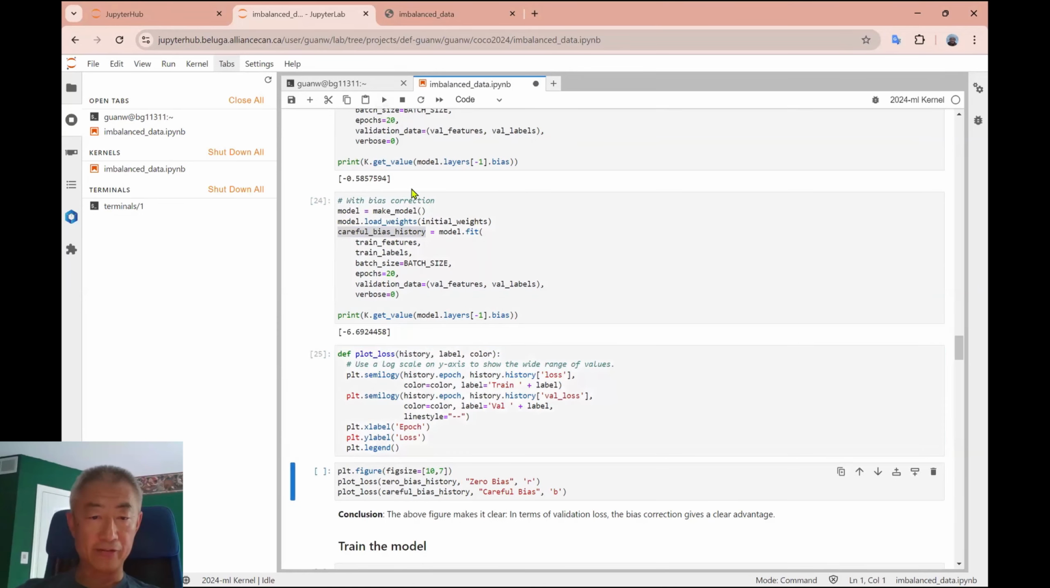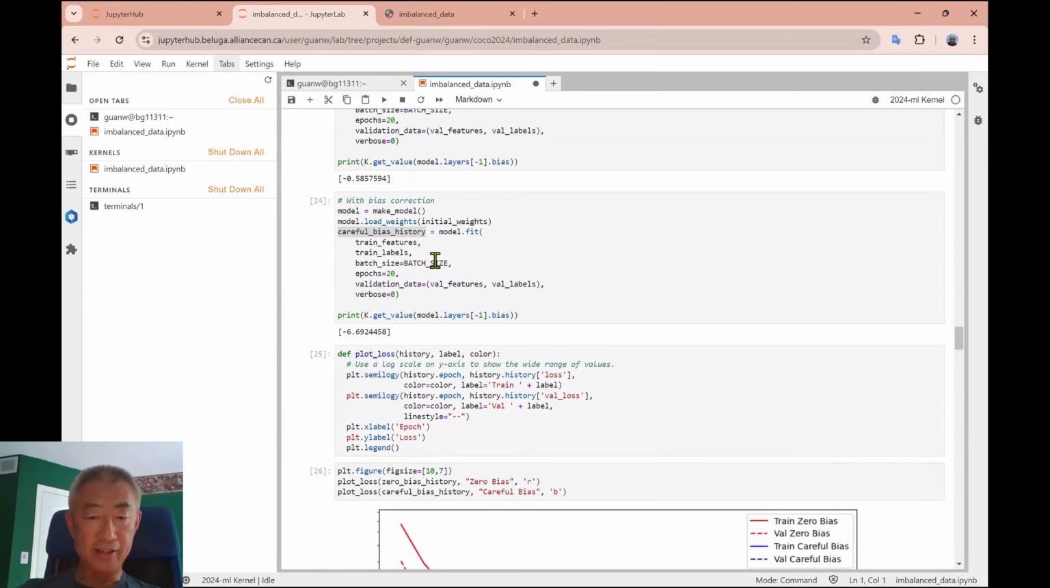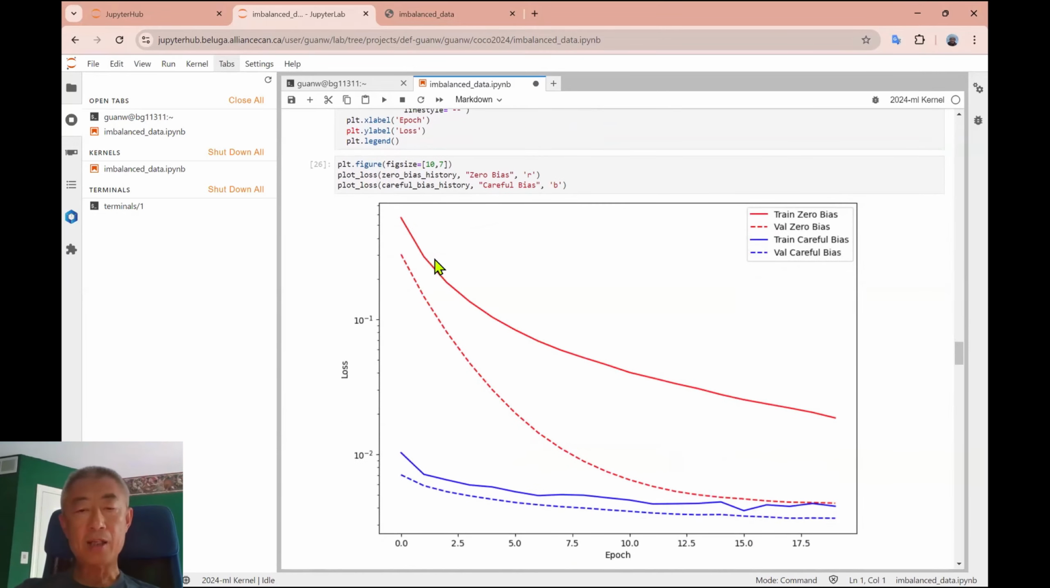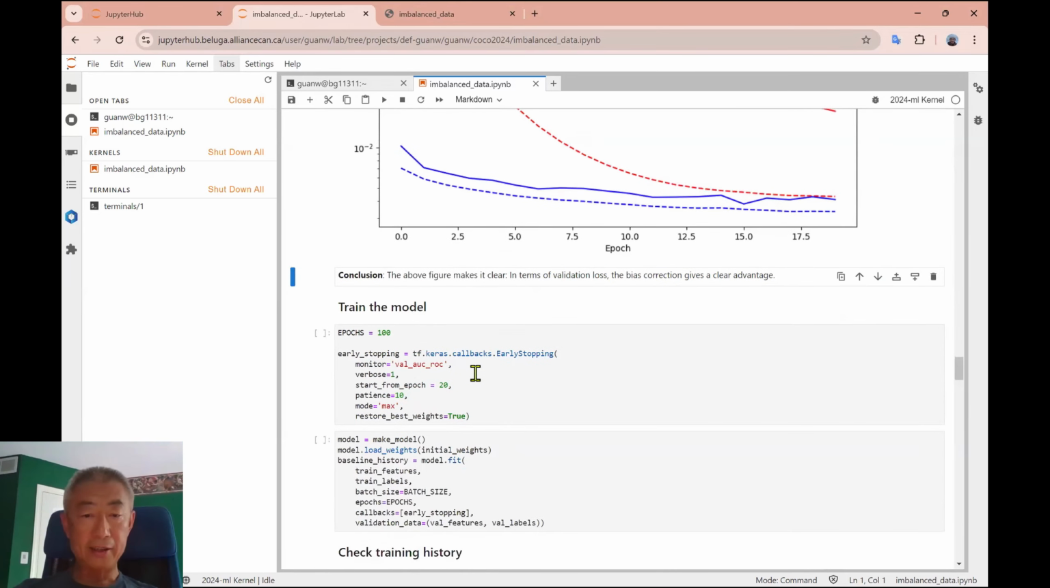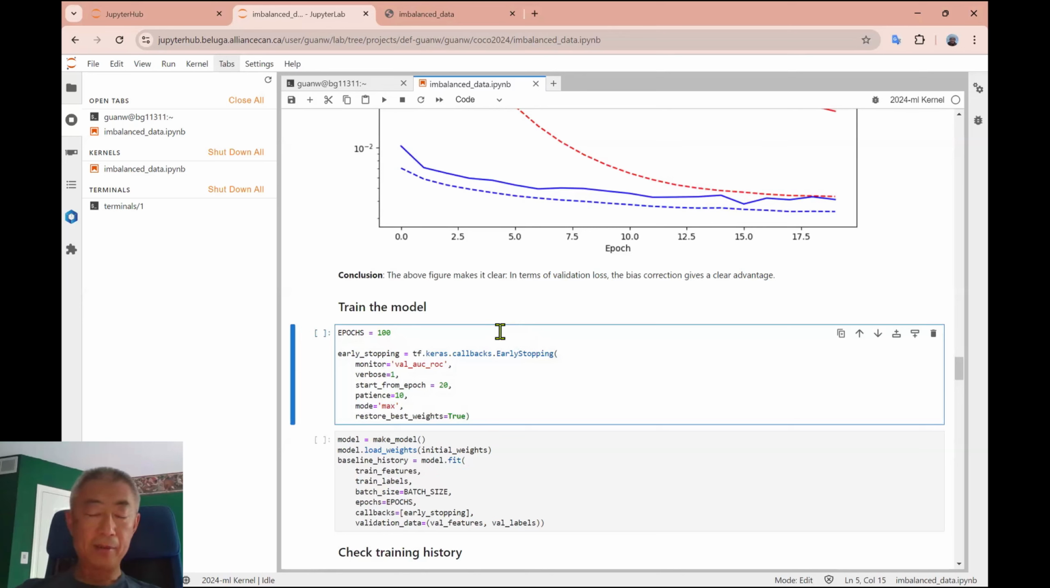So we define the plot function and we plot it and see this is the result. You can see the red is the one without the bias adjustment. You can see the blue one converges faster than the red one. So that's a proof that the bias correction helps.